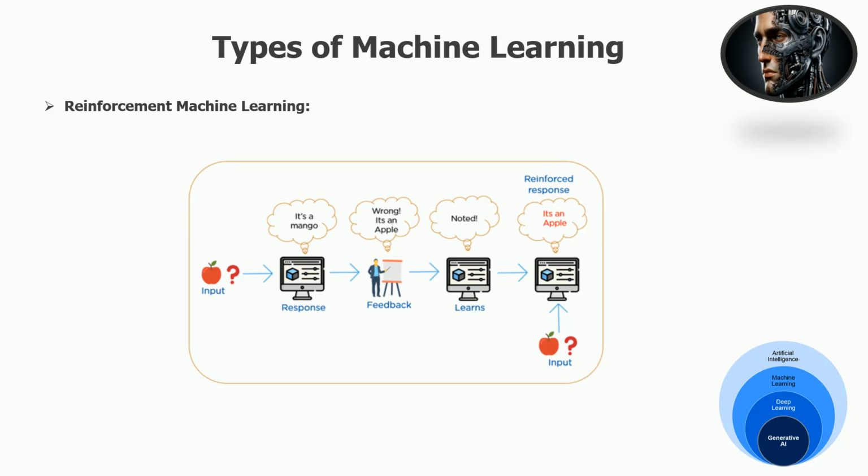Let me give you a few more examples like game playing, chess, video games. They are examples of reinforcement machine learning, as are stock market trading bots and robot controls in warehouses. So these are the examples of reinforcement machine learning.